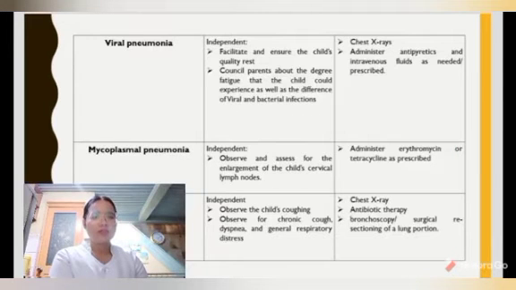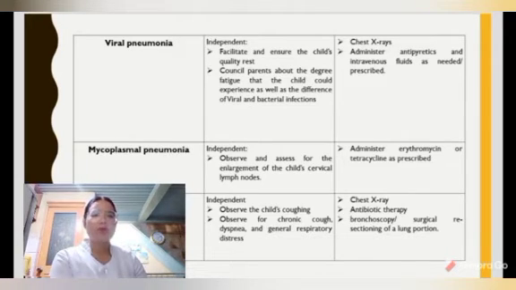For the viral pneumonia, the nursing intervention would be to facilitate and ensure that the child is having quality rest. Next would be the counseling of the parents about the degree of fatigue that the child may experience, and the differences between viral and bacterial infections for children. Then the laboratory or medical interventions for viral pneumonia would be to perform chest x-rays and the administration of antipyretics and intravenous fluids.